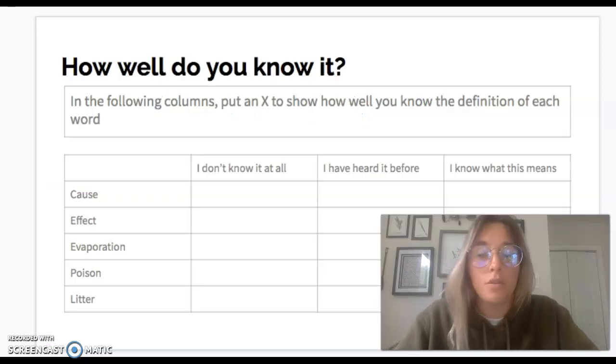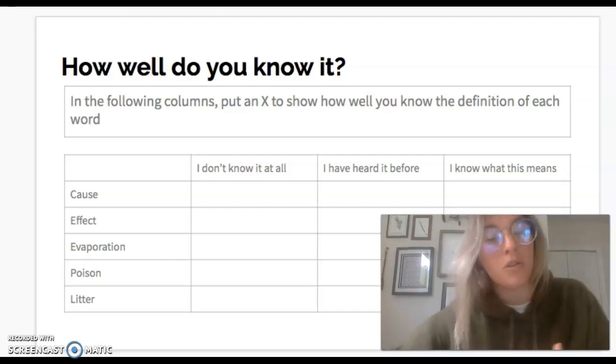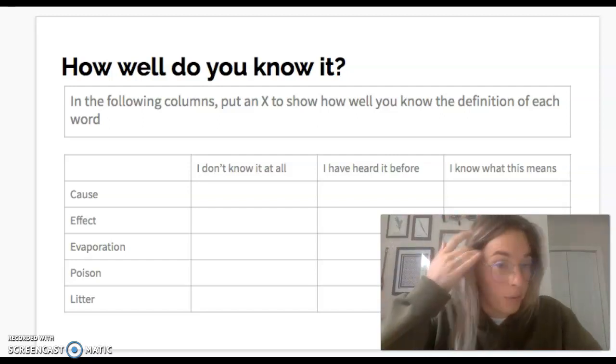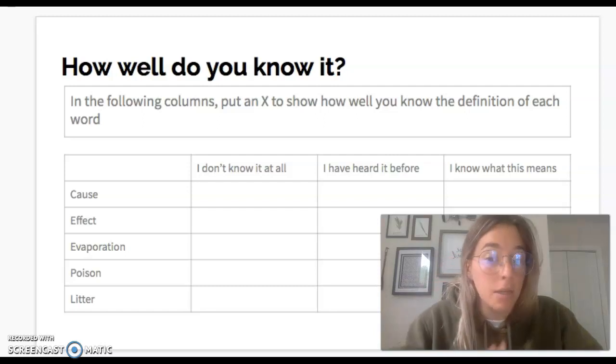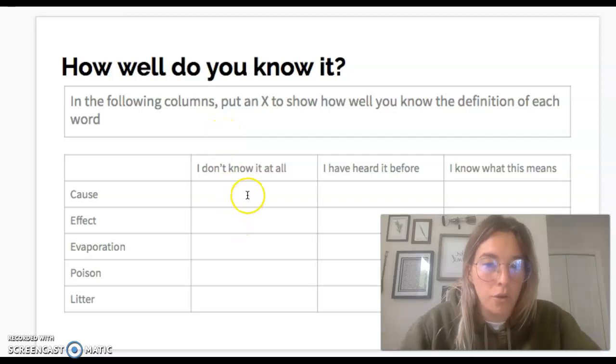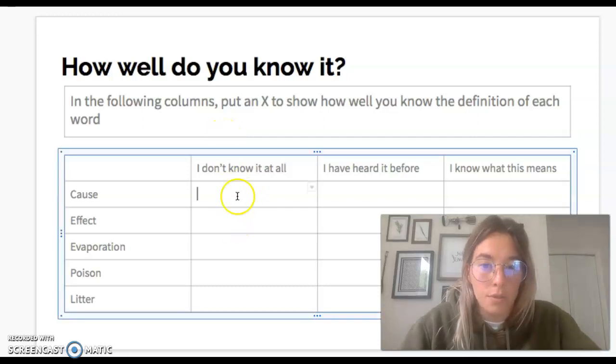All right, so the first thing you are going to do before you even start reading or doing anything like that, you are going to help yourself understand how well you know the following vocabulary words. These vocabulary words are going to be used in today's lesson. So what you do is, in the boxes here, you put an X mark according to how well you know each word. So the word cause.